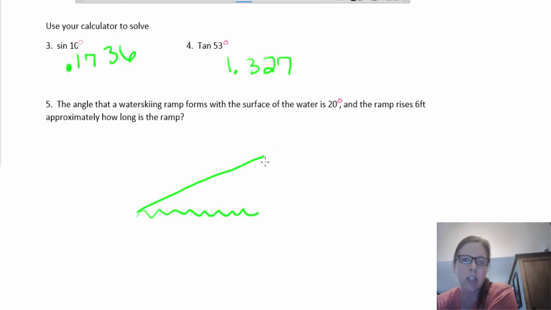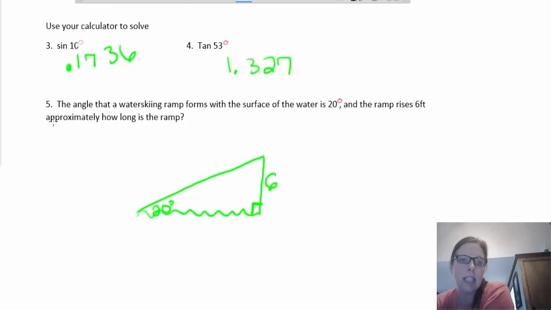Okay, is 20 degrees. So, you know, we're dealing with a right triangle. We're assuming that that's our right triangle. This right here is your 20 degrees because it says, and that's the hardest thing, and you have to get that right. It says the water skiing ramp forms with the surface of the water. So this is the ramp, here's the water down here. And the ramp rises 6 feet, so that's right here.